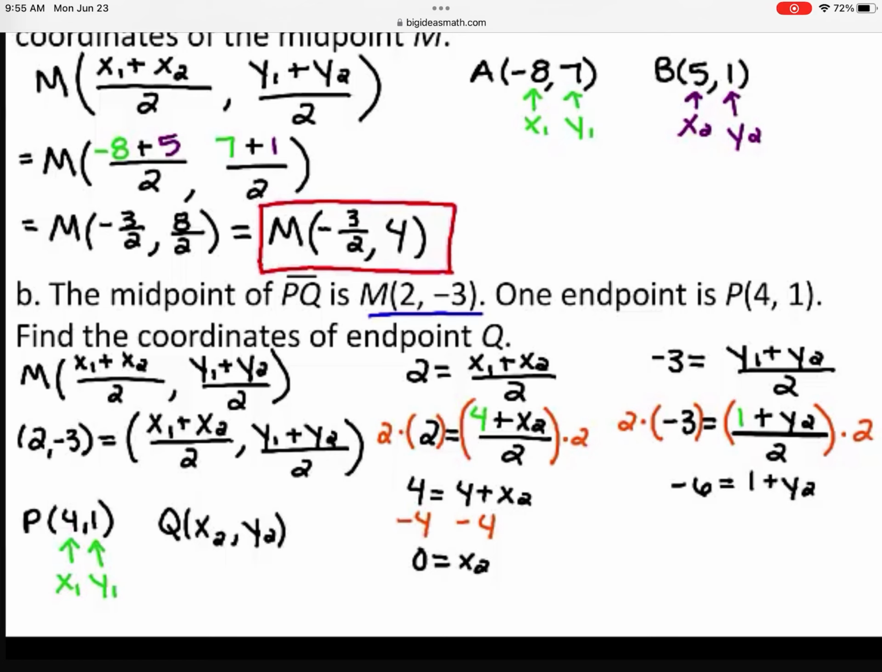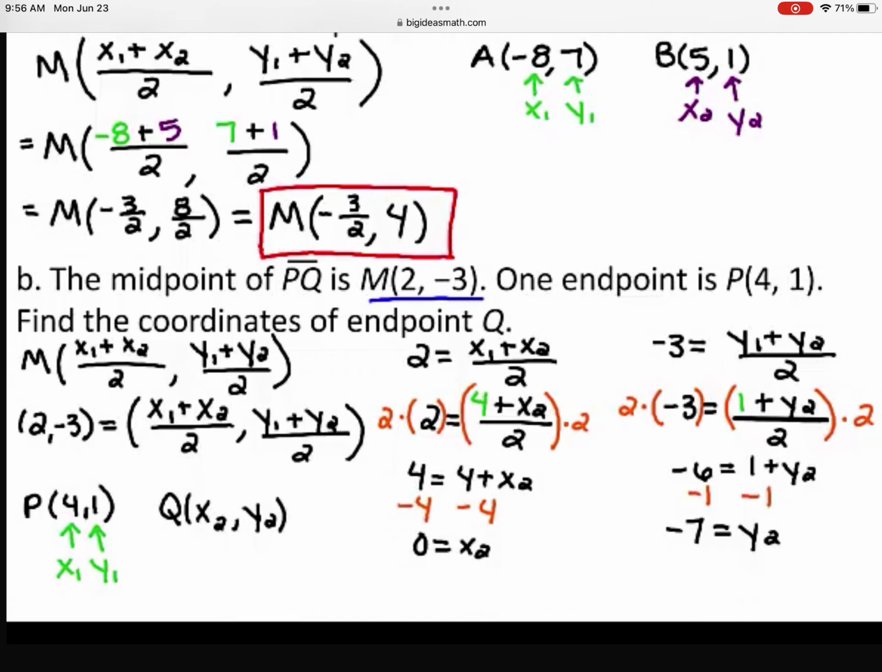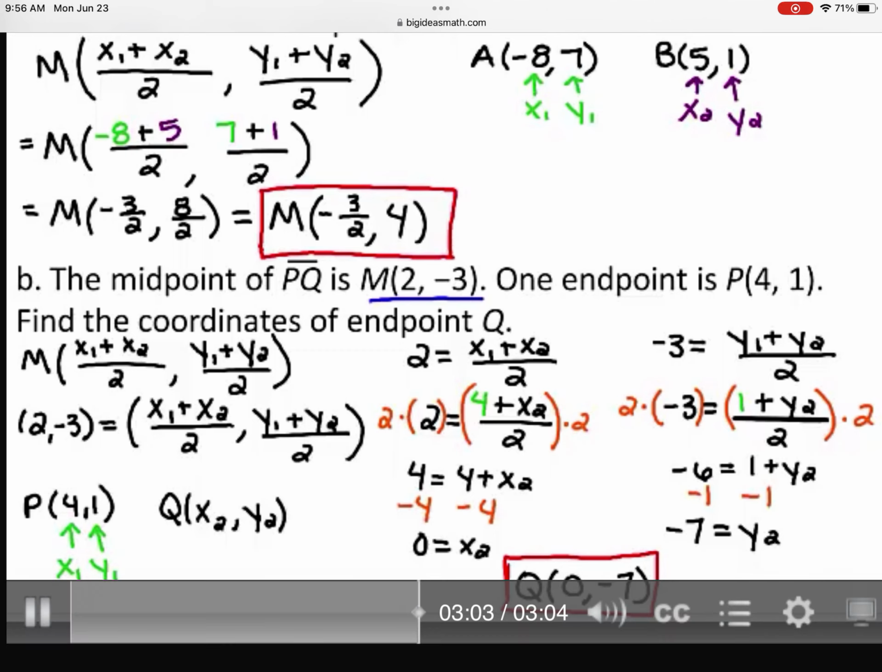Next, you can subtract 1 from both sides of the equation. This gives you -7 equals y2. So, the y-coordinate of endpoint Q is -7. Therefore, the coordinates of endpoint Q are (0, -7).